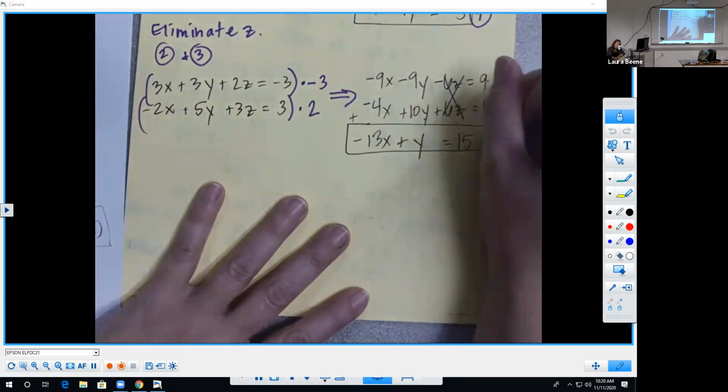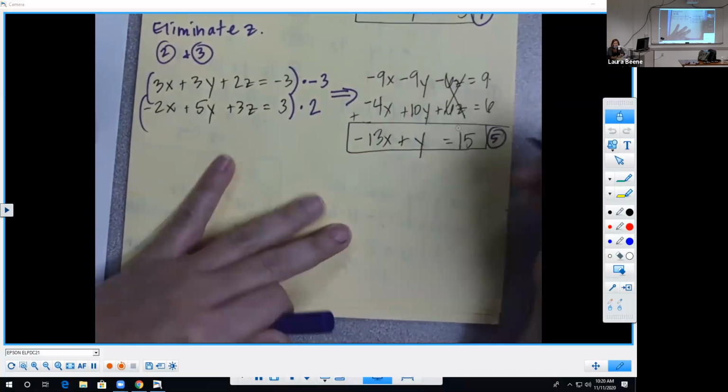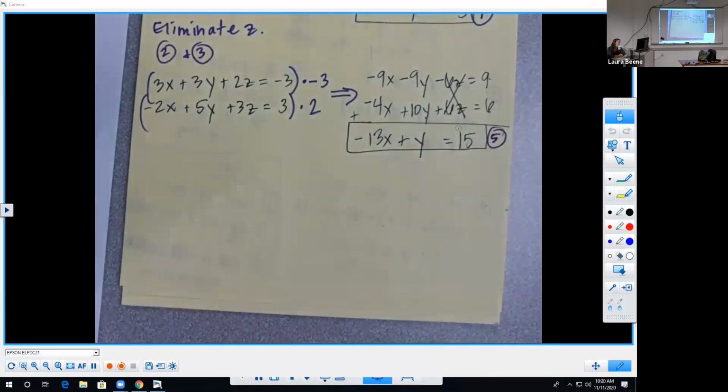Okay, this is our other new equation. Call it what you want. I'm gonna call it equation number 5. Call it smiley face. Call it B. Whatever you want to call it. It doesn't matter.